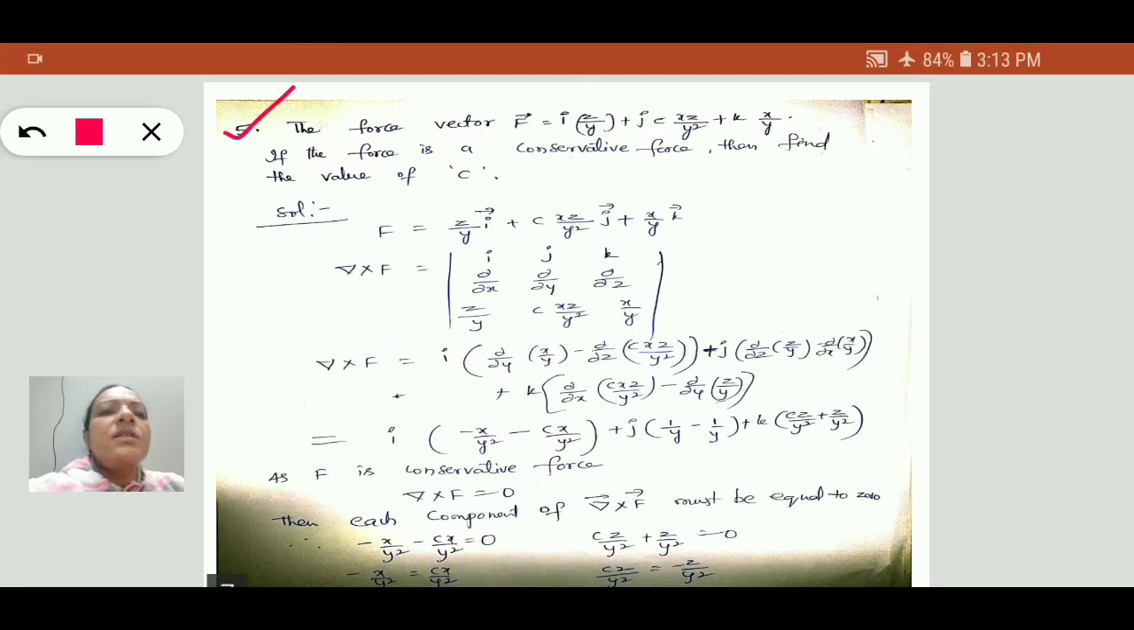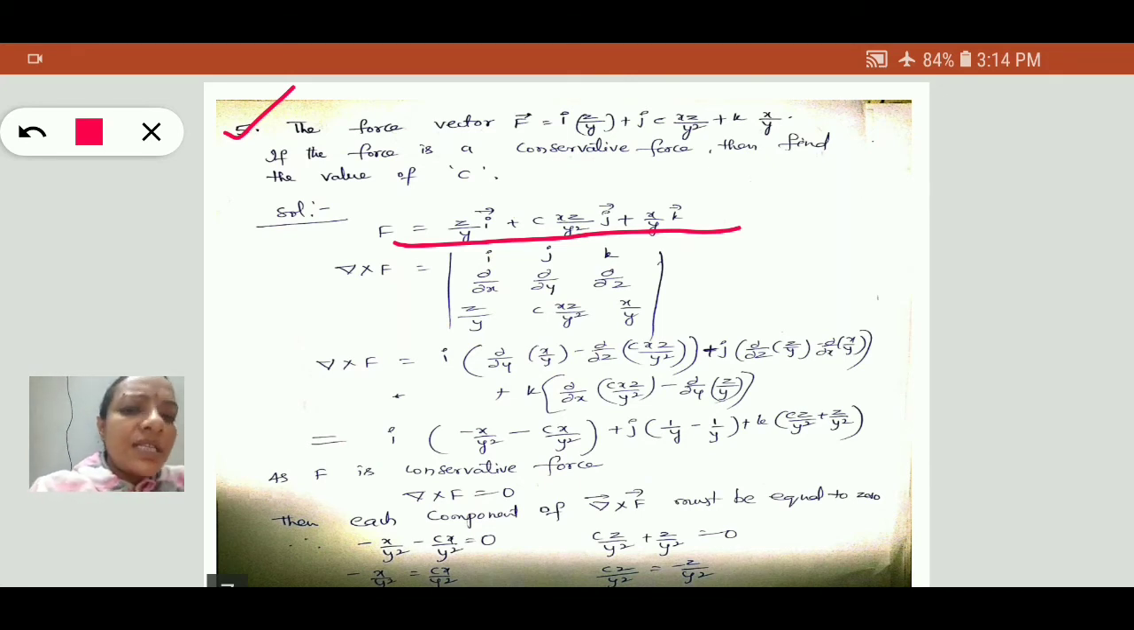The force vector F is equal to i times xz by y, plus j times c xz by y square, plus k times x by y. So this force vector is given in this form. If the force is a conservative force, then find the value of c. The problem gives the information that this force is conservative.